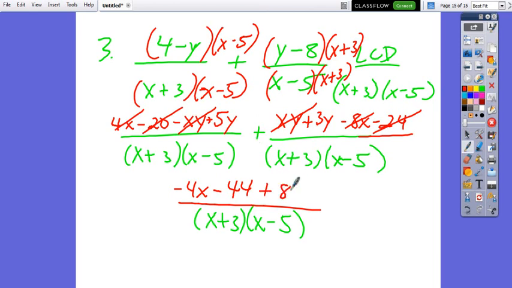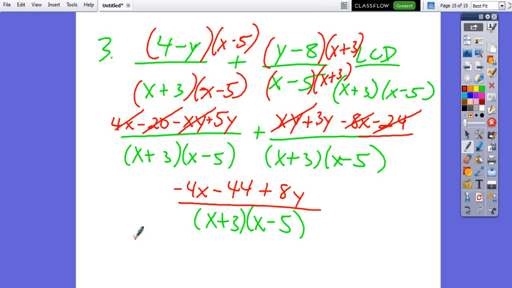Alright, now, none of these can be combined with each other because they're all different. They're not like terms. But, is there a GCF? Yes, there is. We can factor out a GCF. And what is that GCF? 4. So I'm going to factor out the GCF.